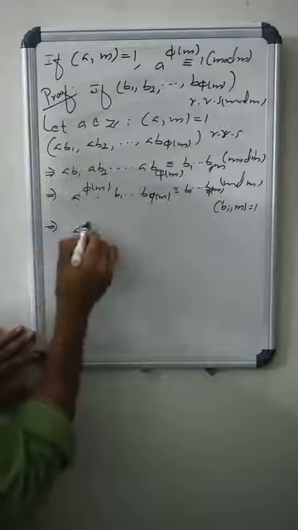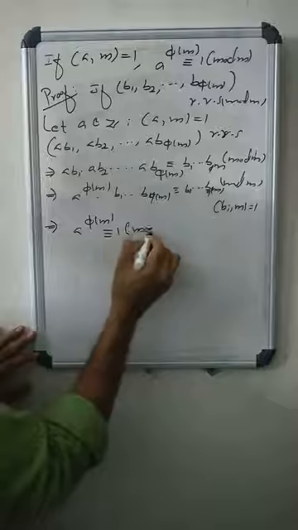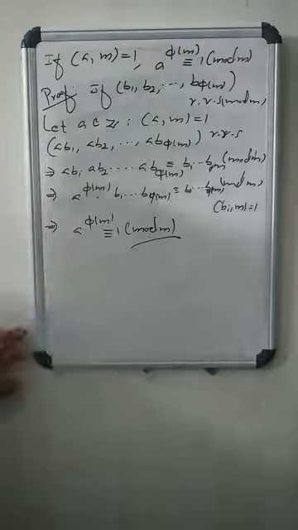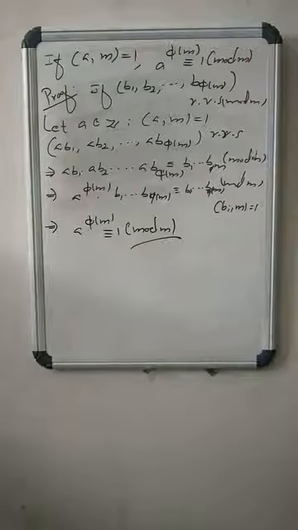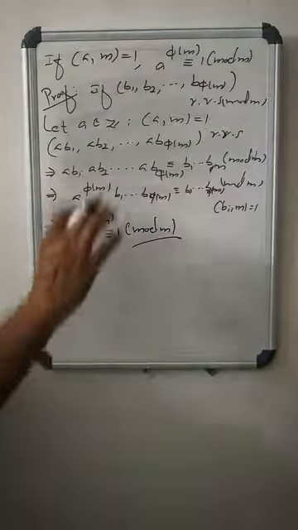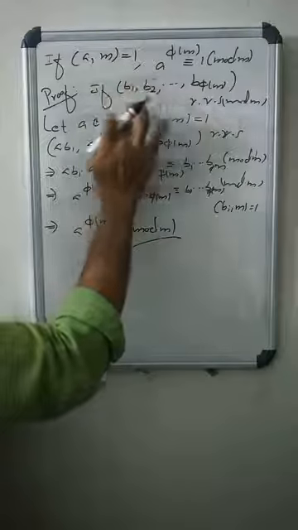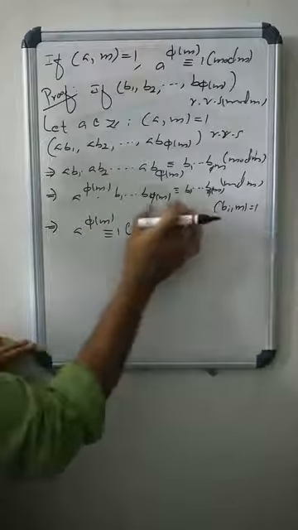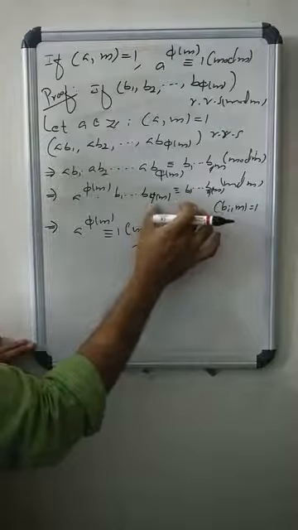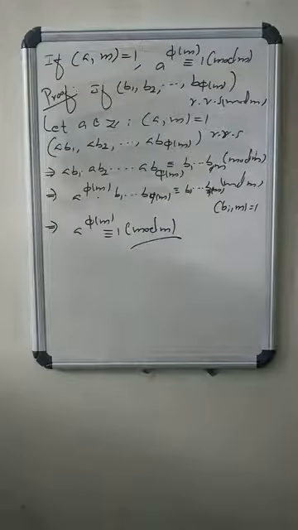That means a^φ(m) is congruent to 1 mod m. This is nothing but the required theorem. So that is the Euler-Fermat theorem: if a and m are relatively prime, then a^φ(m) is congruent to 1 mod m. Here we constitute a reduced residue system mod m. Since each bi and m are relatively prime, the cancellation law is possible in this step. Therefore a^φ(m) is congruent to 1 mod m.